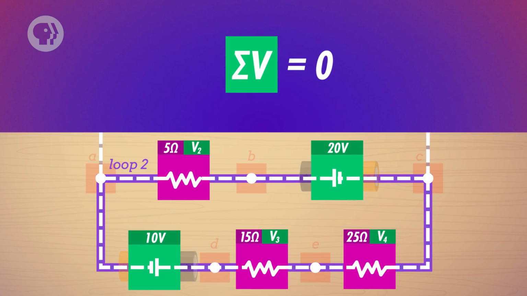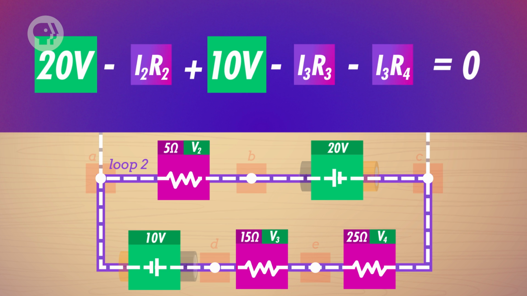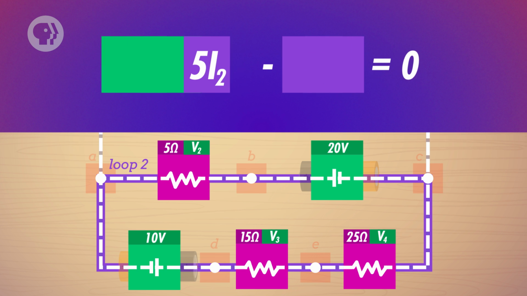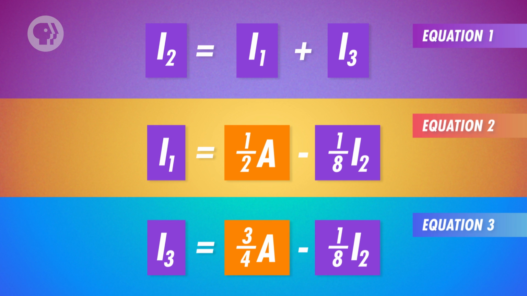Now you want to do the same thing you did for the first loop, which is to sum up all the changes in voltage to 0. And then you just substitute Ohm's law in for every resistor's voltage to get terms of current and resistance. Now you have this third equation, which we'll call equation 3. While you could go on and create an equation for the third loop, you actually don't need to, because the junction rule gives you an equation to use here. So at this point, you have the 3 equations you need to solve everything.